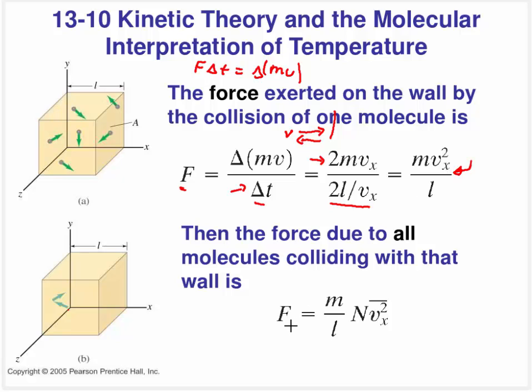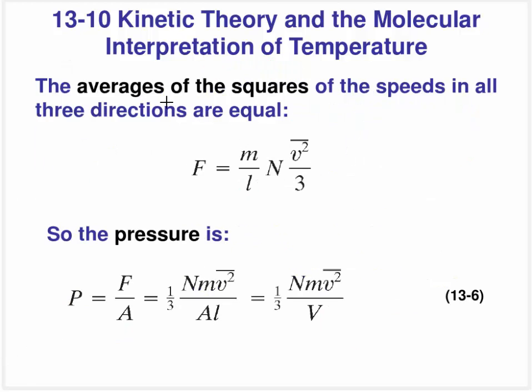And then we say, okay, well, this is just for one molecule. If we do this for all molecules, so n now is going to be the number of molecules, we can write the force to be as such. But this is just the x direction, and we do have 3 directions to consider. So what we'll do is look at the average speed right here. That's what that little bar means. We're just going to essentially divide by 3, and so now we have the force in all 3 directions.